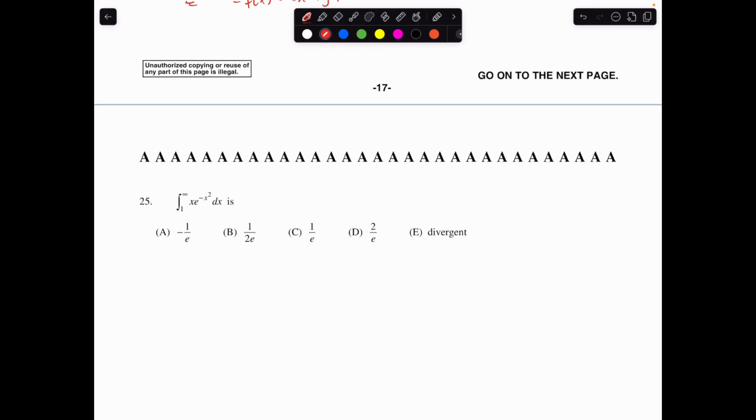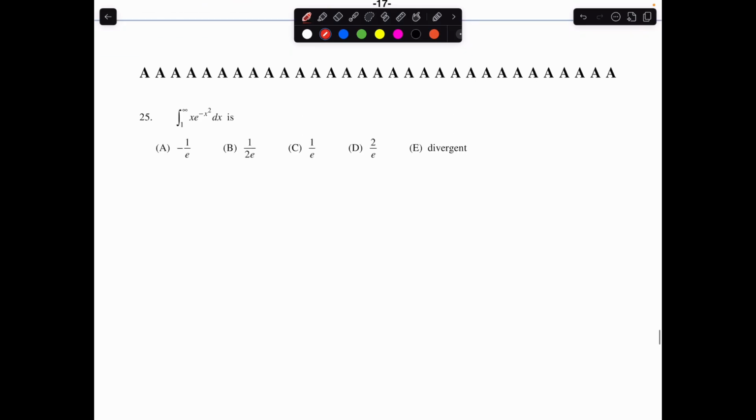25, I have that integral, okay? All right, so when we have an improper integral, we want to basically take the limit of it. So this is equal to the limit as b approaches infinity of the integral from 1 to b of e to the negative x squared dx.